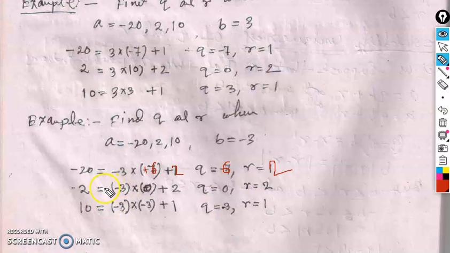Next one, when we divide 2, that is minus 3 into 0 plus 2. When we divide by 3, that should be minus 3 into minus 3 plus 1. So q is minus 3 and r is 1. There is a mistake, so I have to modify this result. Okay, so that is the division algorithm.